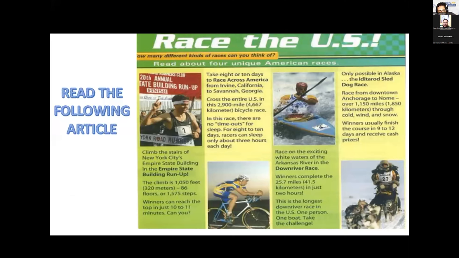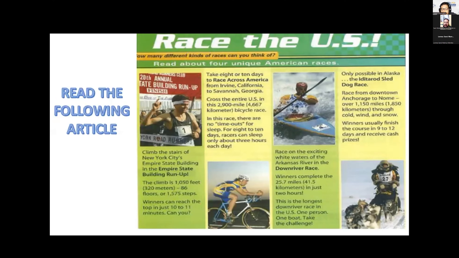So we can see here some athletes in different sports. We have four descriptions here, and the first one is the one that I'm going to share. It says, climb the stairs of New York City's Empire State Building. In the Empire State Building Run-Up, the climb is 1,050 feet, 320 meters, 86 floors, or 1,575 steps. Winners can reach the top in just 10 to 11 minutes. Can you? Look at this.